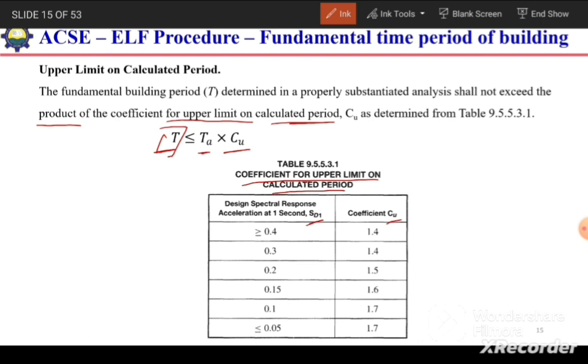For example, if SD1 is 0.3, in that case Cu will be equal to 1.4. So T, the actual time period, should be less than T estimated times 1.4. So by using the previous 3 expressions, we can calculate the time period with the suitable expression, and then we need to see its upper limit, that our actually calculated time period should be less than Ta times Cu.